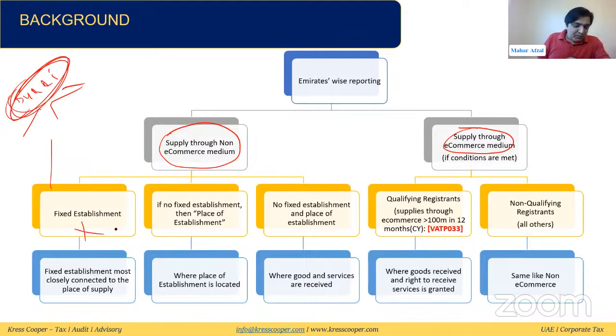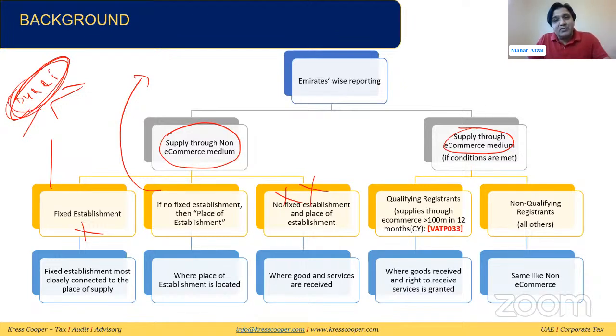Now, if there is no fixed establishment, what is the difference between the fixed establishment and the place of establishment? Fixed establishment is the place from where day-to-day business is being conducted. Place of establishment is where the entity is legally registered. So if there is no fixed establishment and the place of establishment is most closely connected to the supply, then we need to report where the place of establishment is located. Where there is no fixed establishment and no place of establishment, then we need to report in the Emirate where these goods or services are being received. This is the supply through the non-e-commerce medium.